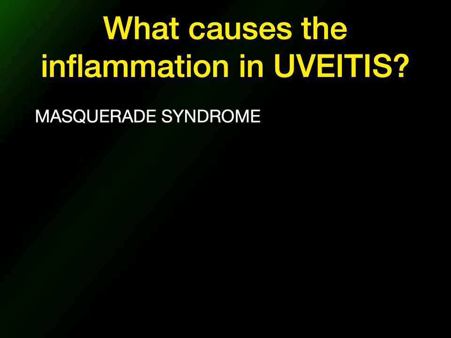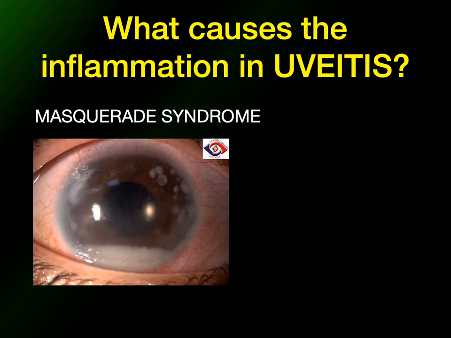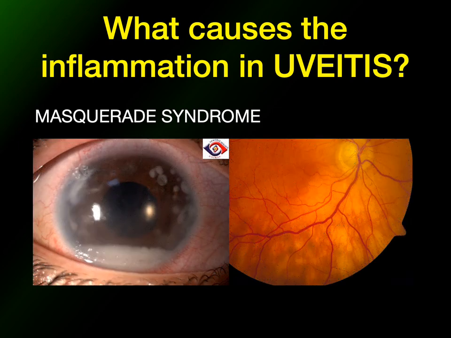One thing that I would like to emphasize, though, is that certain carcinomas, such as lymphoma, may masquerade as a uveitic process, either in front of the eye or at the back of the eye.